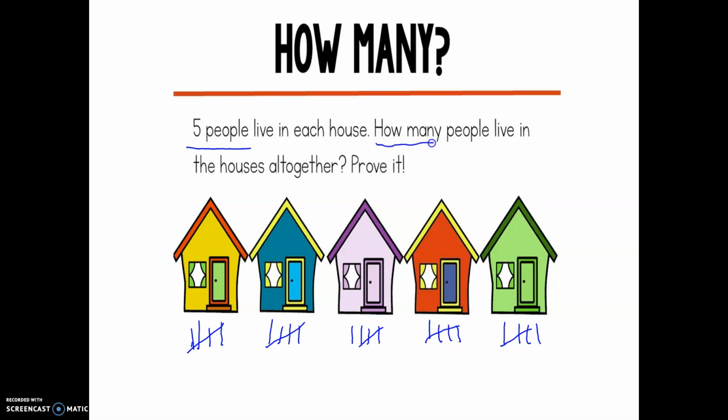I need to find out how many live in the houses all together, which means I need to add them up. So count by 5s with me. We'll count those tally marks. Remember, when I have 5 tally marks, that 5th one is done diagonally, and I just automatically know that that's 5. So 5, 10, 15, 20, 25. 25 people live all together in those houses.